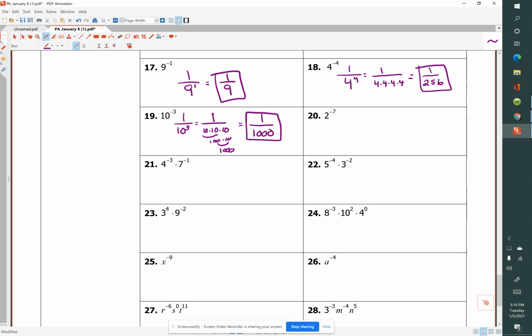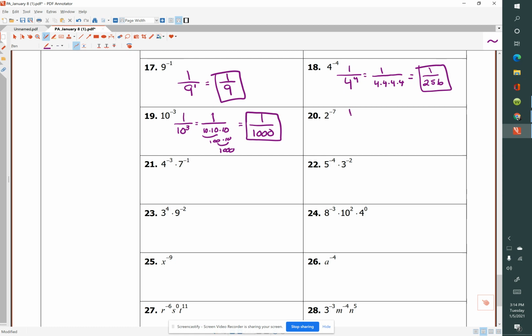Remember, if this is too fast for you, you can slow down the video or you can rewatch it. All those options available to you. Try to do the next few on your own. Let's see how you do. Pause the video and try them. Okay, let's see how you did.